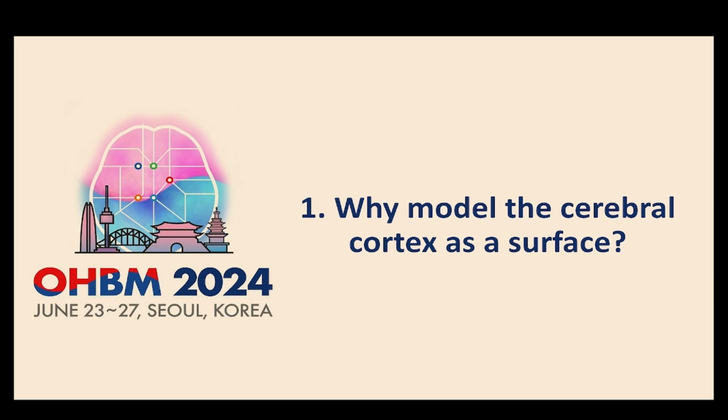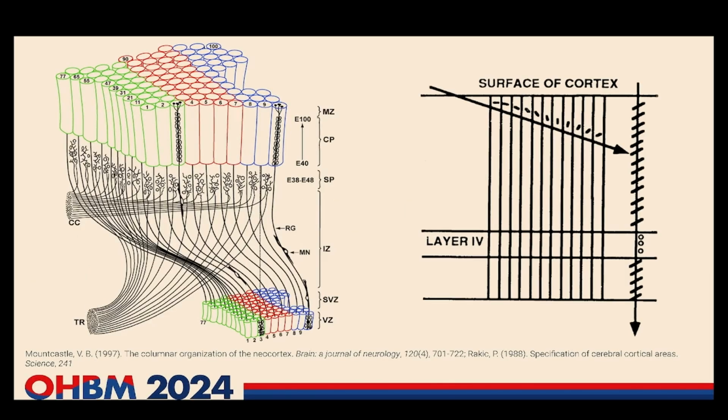So why model the cerebral cortex as a surface? If we think about the organization of the cerebral cortex, we know that the outermost layer of the cerebral hemisphere is made up of about 16 billion different neurons. And when we're thinking about the organization and the development of the cortex, the neurons start from the subventricular zone and they migrate outwards in an inside-out fashion towards the outside of the cerebral cortex, and they form these cortical columns that we might be aware of.